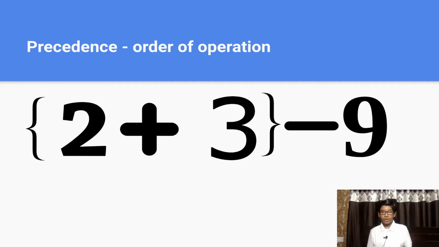Precedence or order of operation means which operation should be given the most priority and which operation should be given the least priority. In maths, we know the rule of BODMAS, which means that B stands for bracket, O stands for exponential value, D stands for division, M stands for multiplication, A stands for addition and S stands for subtraction.